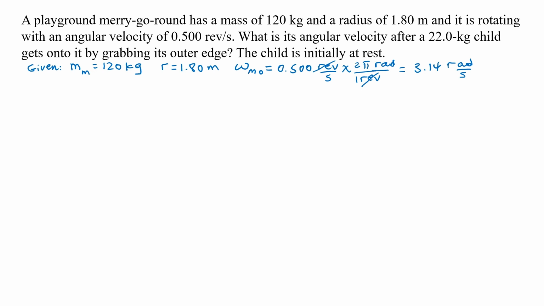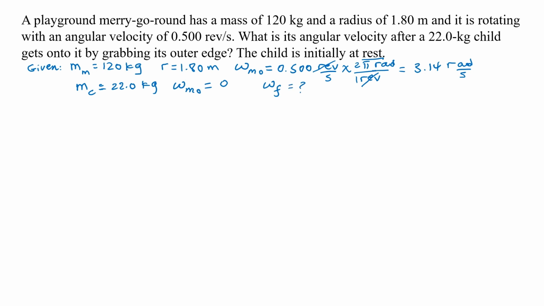And the mass of the child, let's represent it by m sub c, is 22 kilograms. And the angular velocity for the child is omega sub c naught, which is 0 at rest. What we are asked is to find omega f once the child gets onto the merry-go-round.